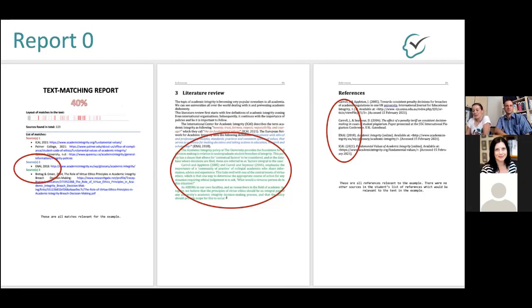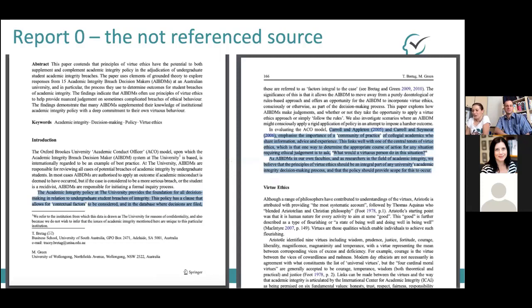Because when you would open this Bretak and Green, on the very first page, you would see the same text which we had in our text. This is the text highlighted in blue. So the student actually did not use the Carroll and Appleton 2005 and Carroll and Seymour 2006. He or she just copy-pasted the text from this source from Bretak and Green and used it without any proper references, because this is actually the 100% text match source.